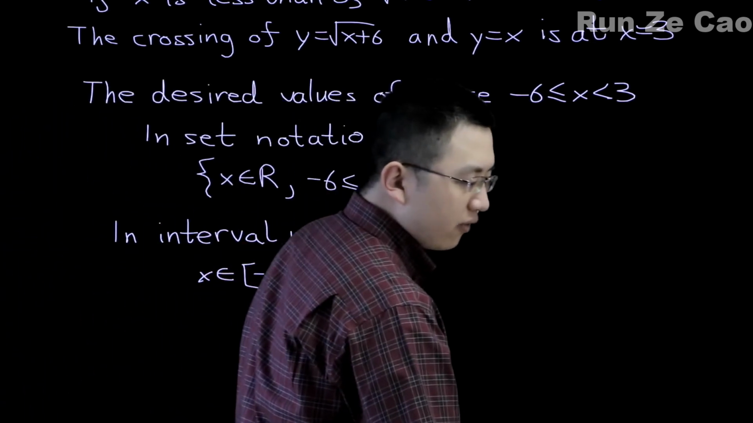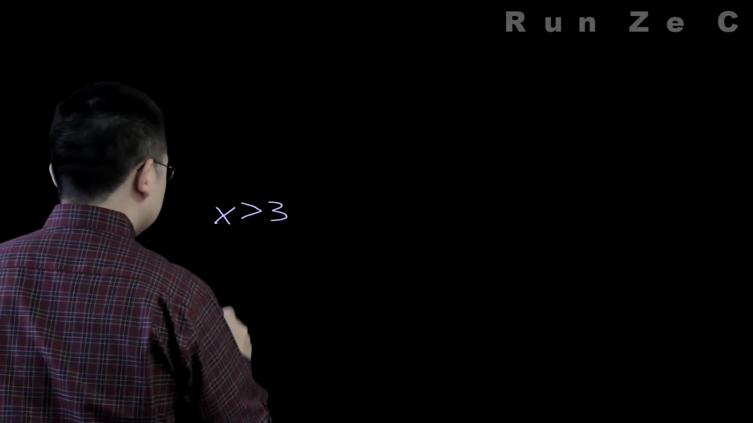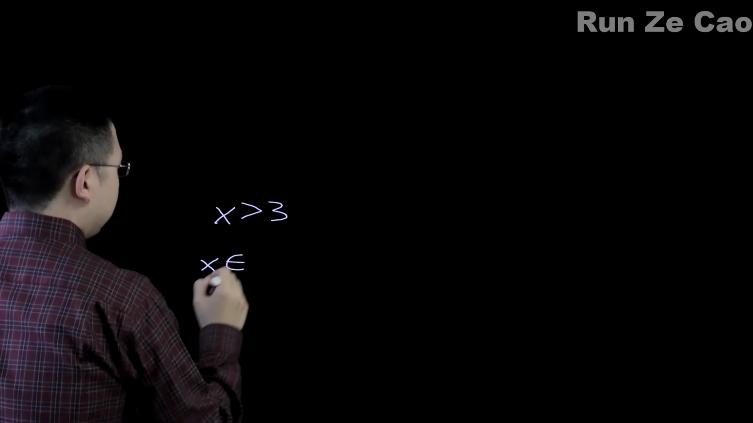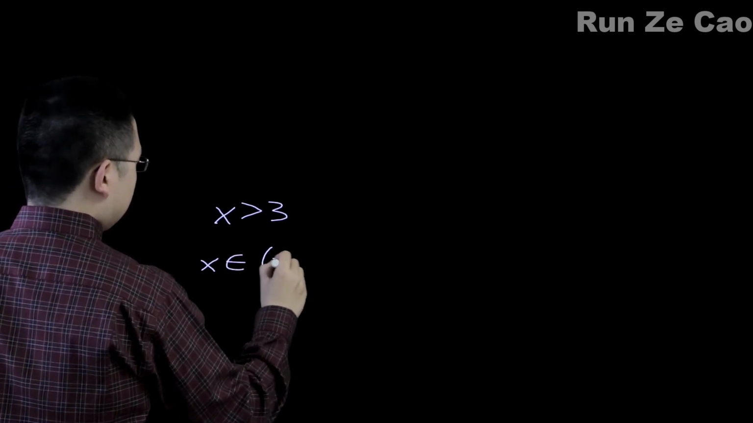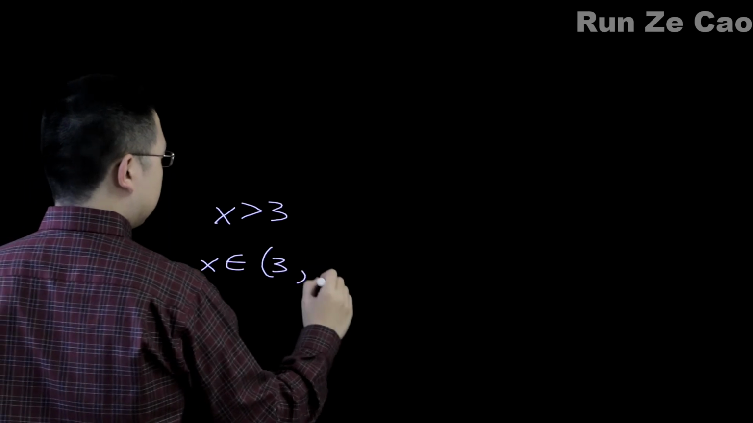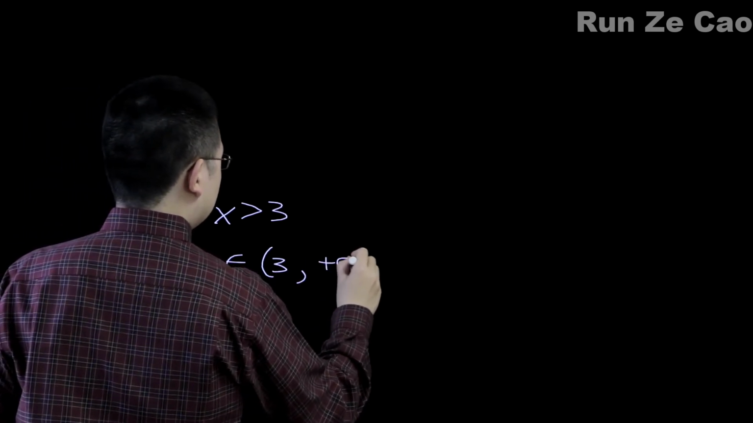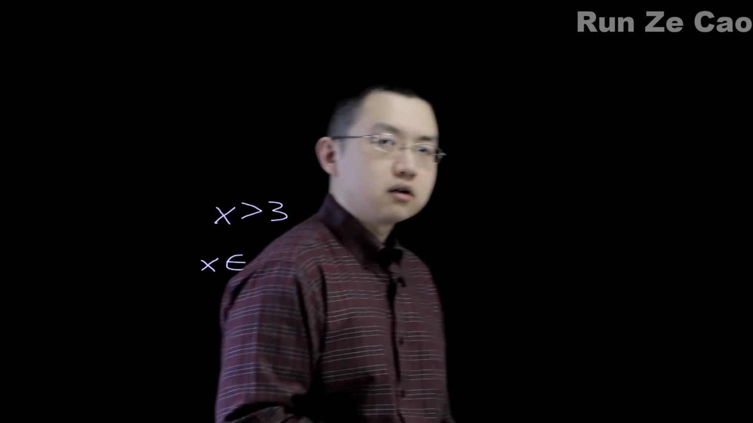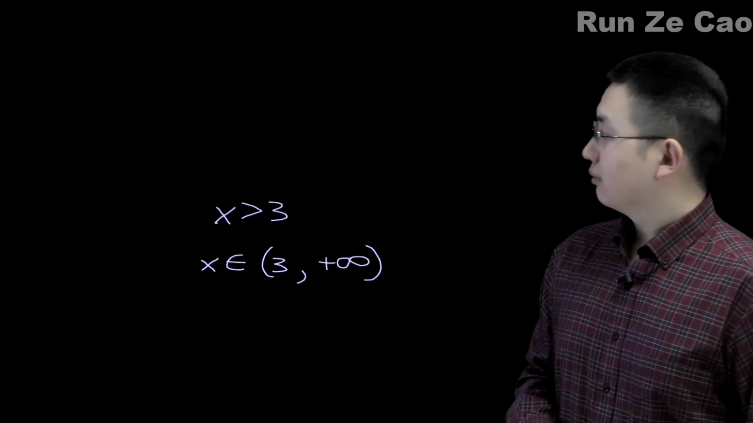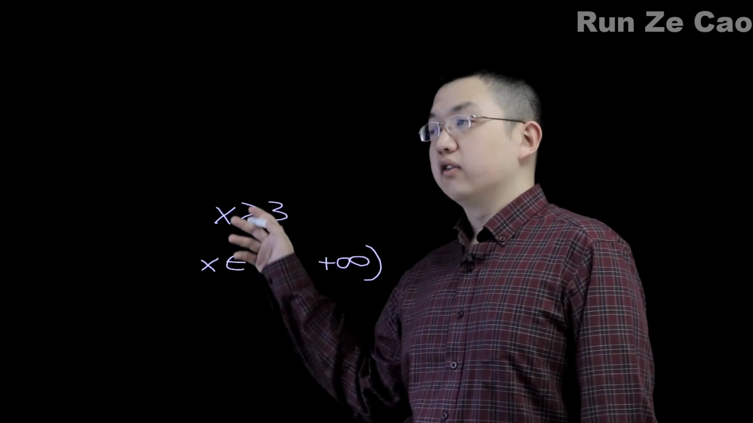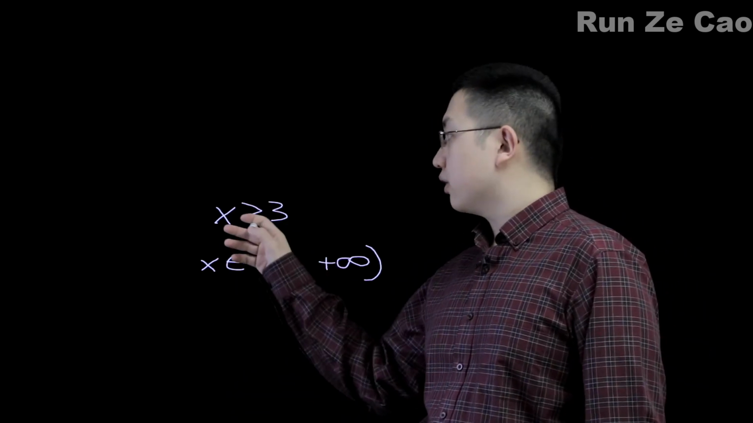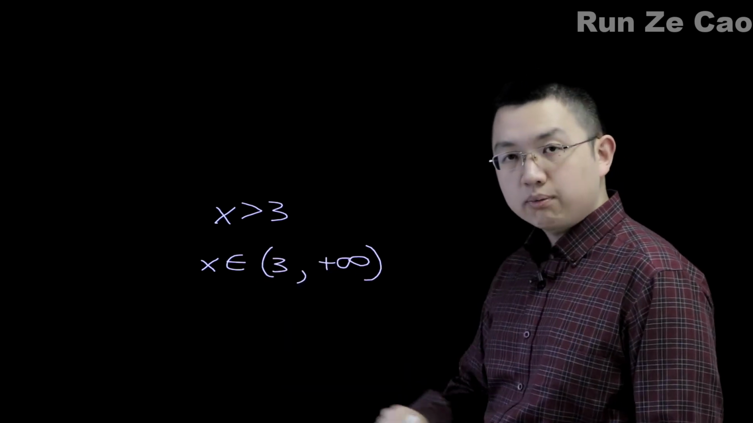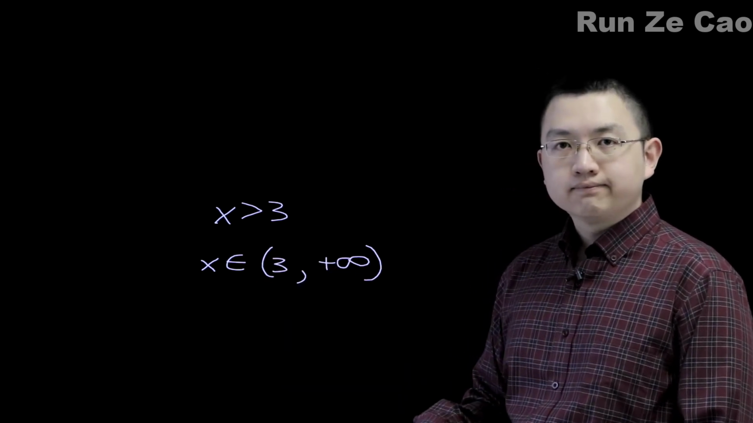So what would happen if we wanted to write something like, oh, x is bigger than 3? We would write x is an element of 3, so not including 3, to positive infinity. Not including positive infinity because you can't include infinity, or negative infinity for that matter. But if instead of strictly greater than, it was greater than or equal to, we would have a square bracket in interval notation.